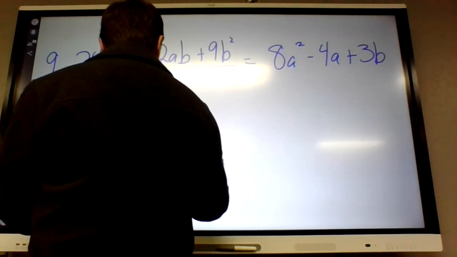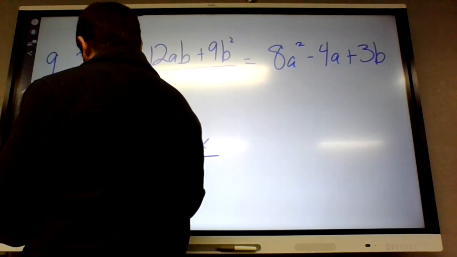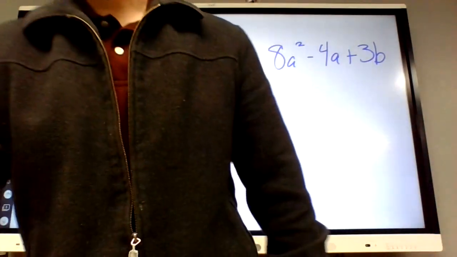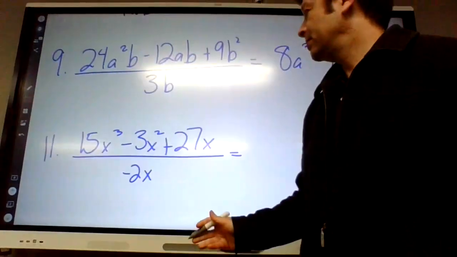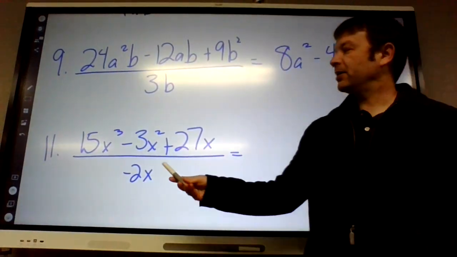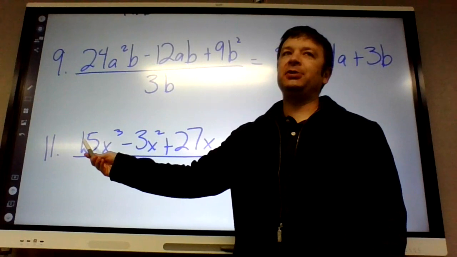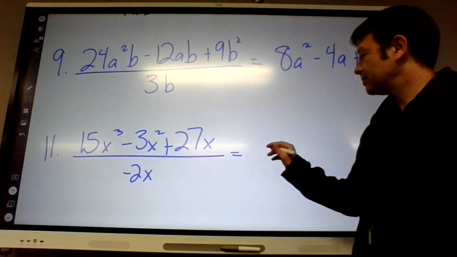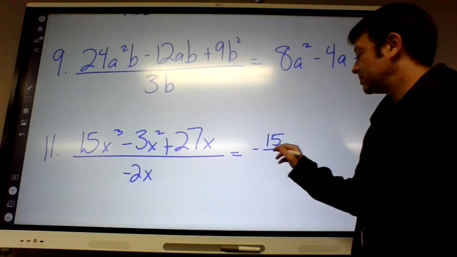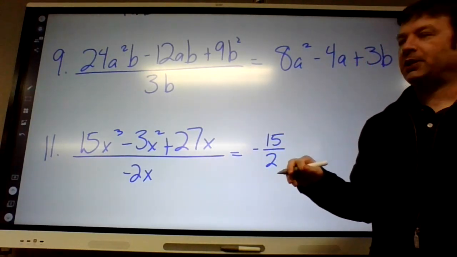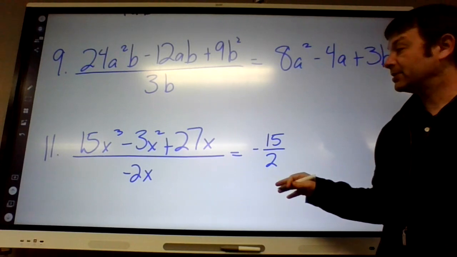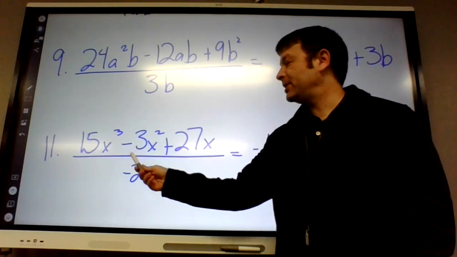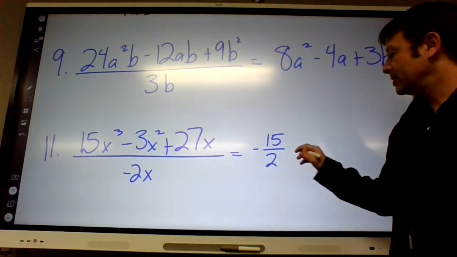Okay, this is the first one that has a fraction. Okay, it's not hard at all. This is not hard. Okay, what's 15 divided by negative 2? Yes. Okay, just like when we're solving equations, you don't have to change it to a decimal, we just leave it like that. And then x cubed divided by x is x squared.